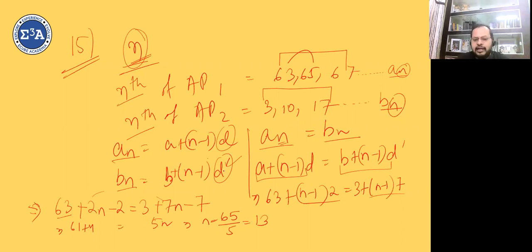I took a d and a d dash. So these two are different. Now what has happened? The d in the first case is 5 minus 3, 2. So I took it here as 2. The d in the second case, 10 minus 3, is 7. So I took it as 7 here. And now I solved this side and this side, all the constants on one side, all the variables on one side, and then the answer was 13.